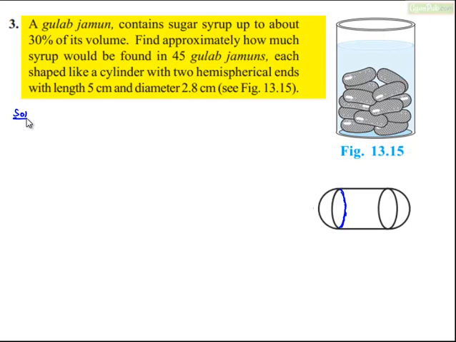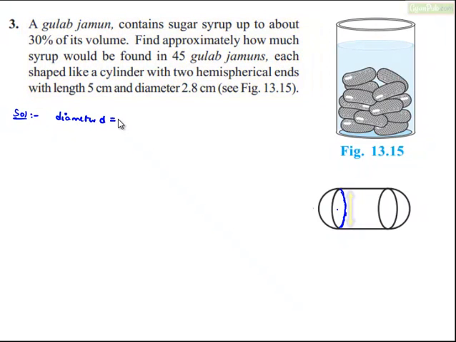Now coming to the solution. Here, he has given a container with the gulab jamuns in it and 30% of syrup in it. And he has given that the gulab jamun is in the shape of a cylinder attached with two hemispheres at its ends. For the gulab jamun, he has given the data that the diameter of the hemispherical ends D is equal to 2.8 centimeters.